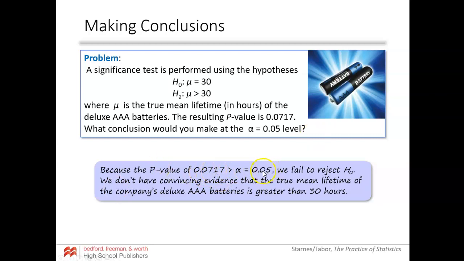Well, 7% is not smaller than the 5% boundary that they set up for us. So we don't have convincing evidence that the true mean lifetime of the company's batteries is greater than 30 hours. So notice the phrasing there.